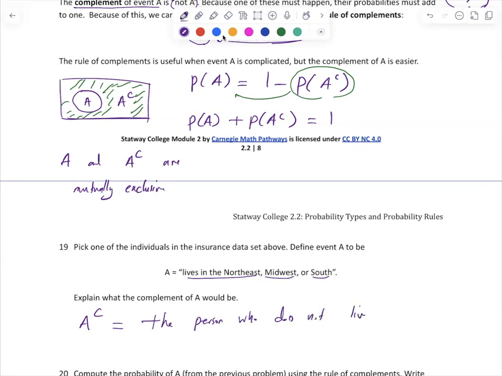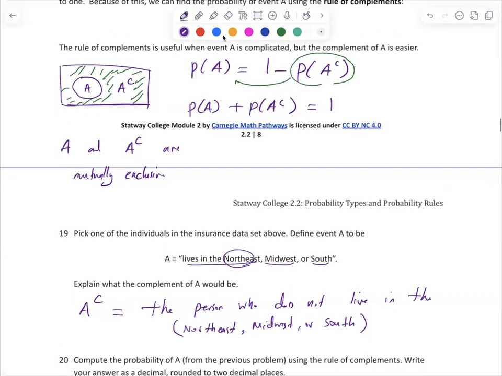not live in the Northeast, or Midwest, or South. Put it in parentheses. Who doesn't live in any of these. Later I'll show you that when you're finding the complement, all of the ORs become ANDs.